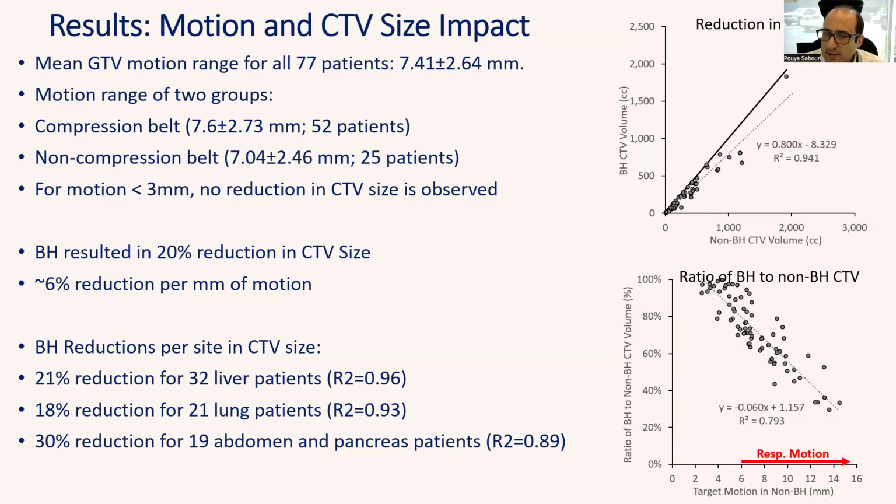When we break it down by site, breath hold does give us about 21% reduction for liver, 18% reduction in the CTV size for lung, and about 30% reduction for upper abdominal and pancreas cases. The takeaway here is the higher the motion, the more benefit we get from breath hold in terms of shrinking the target volume and potentially sparing nearby organs.